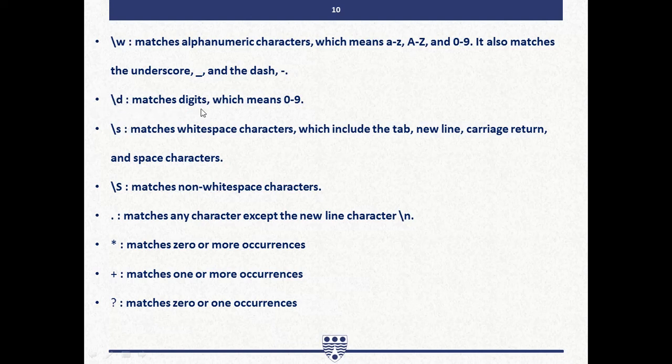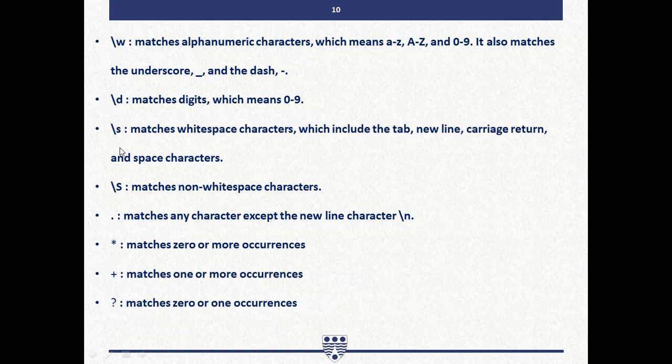Okay, now the next one we are going to look at is this one, \d. This matches digits. So if you are dealing with numbers, you simply use this. This matches digits, which means from 0 to 9. Okay, now the next one is \s. Okay, this matches white space characters, which includes the tab, okay, that is \t, the new line \n, and the carriage return. Okay, it also matches space character like space. You already know what that means, right?